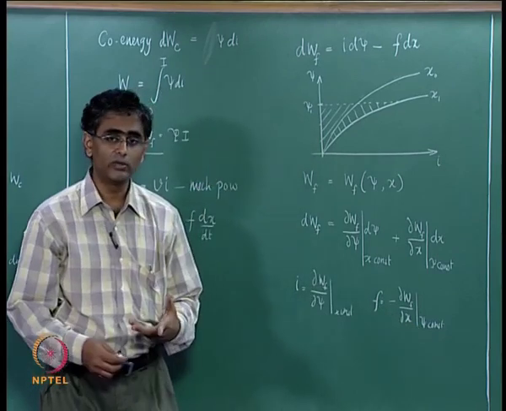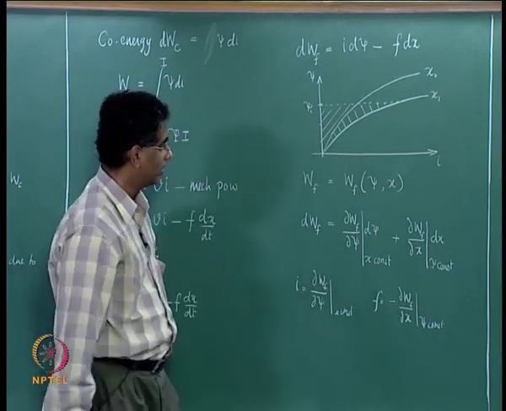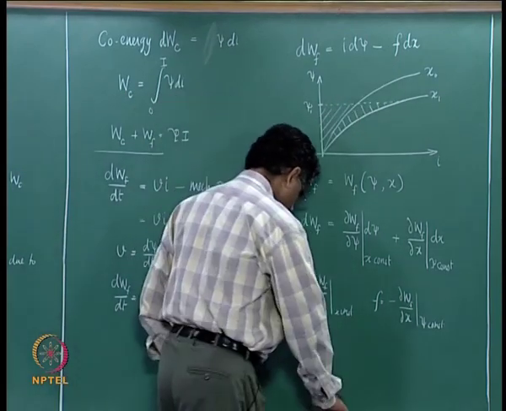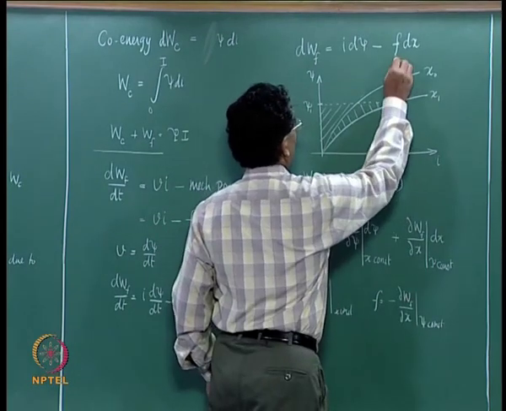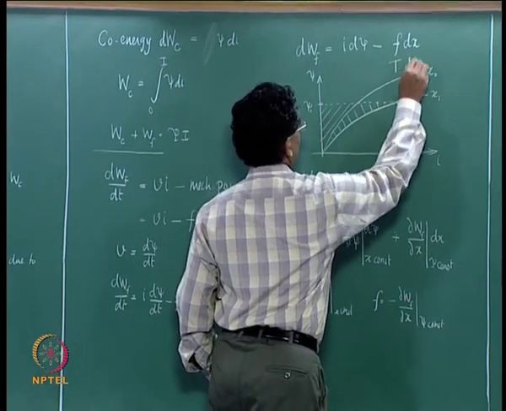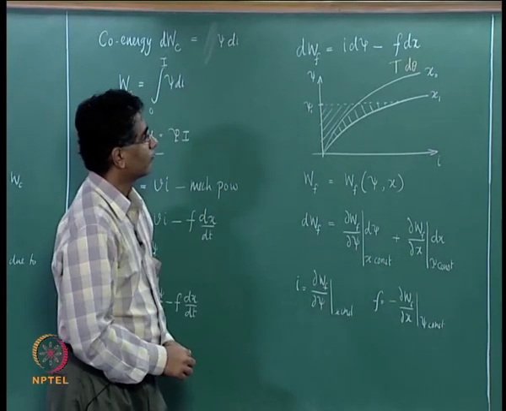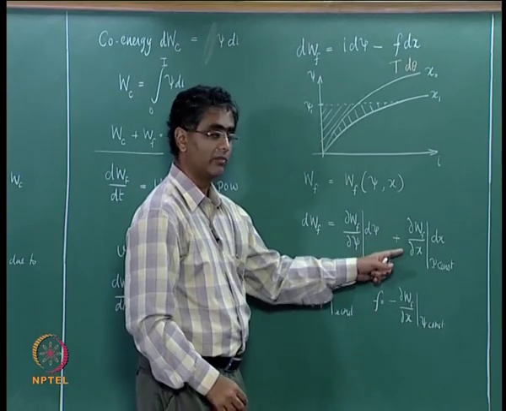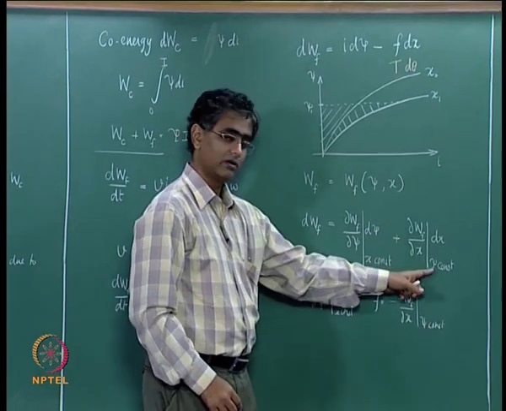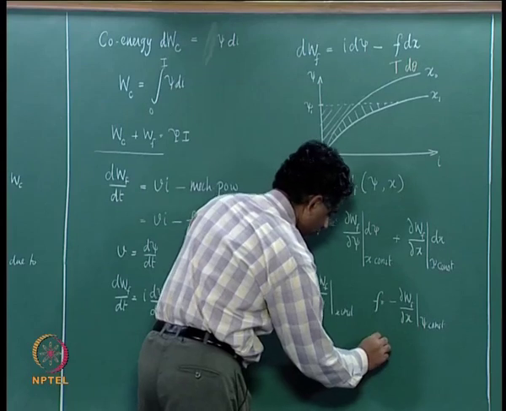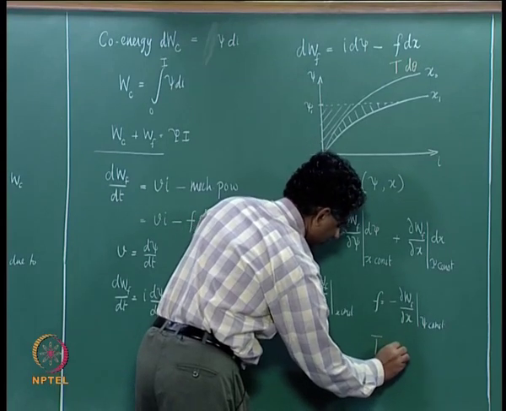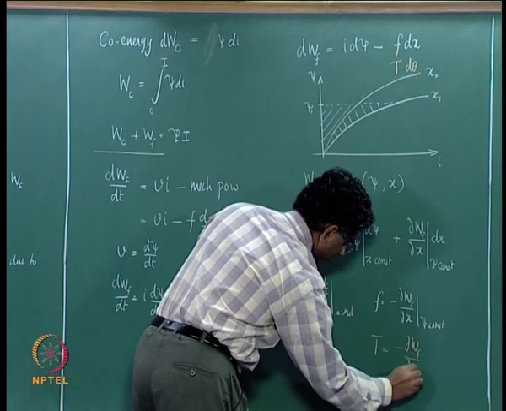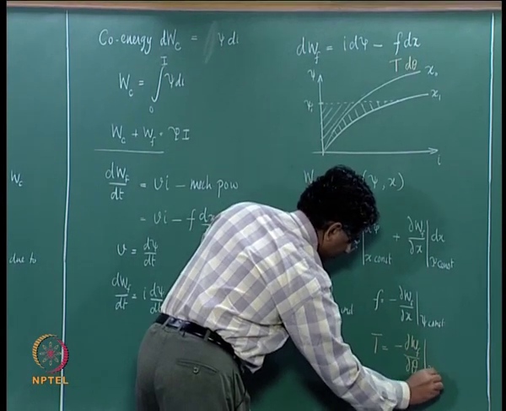If this is a system which is going to rotate, then obviously instead of f dx you would have torque into d theta, and therefore here you would have dou Wf by dou theta keeping psi constant, and therefore you would land up with the expression: torque is equal to minus dou Wf by dou theta keeping psi constant.